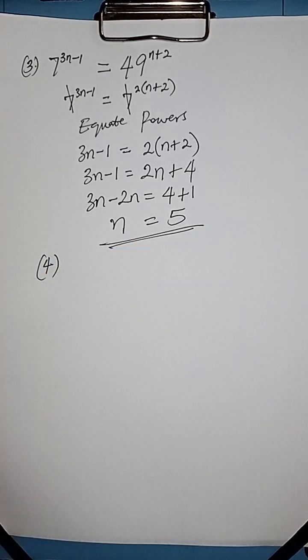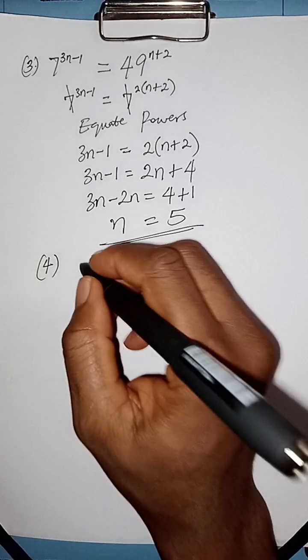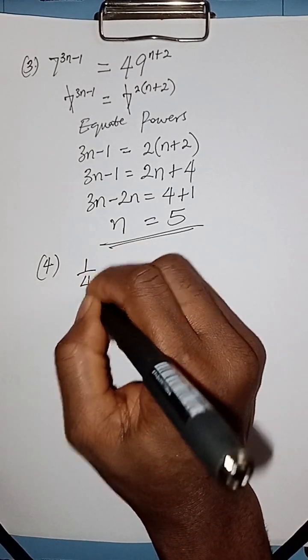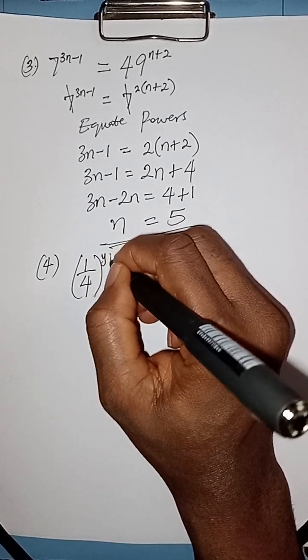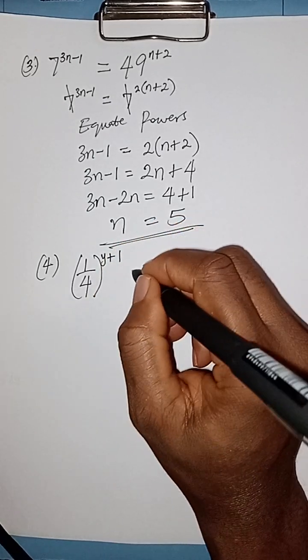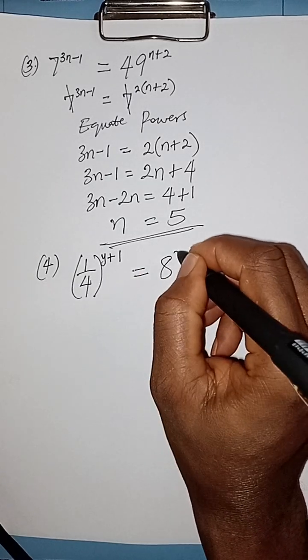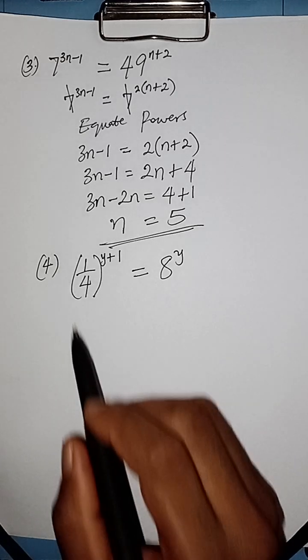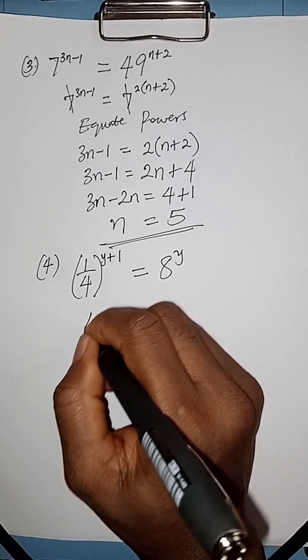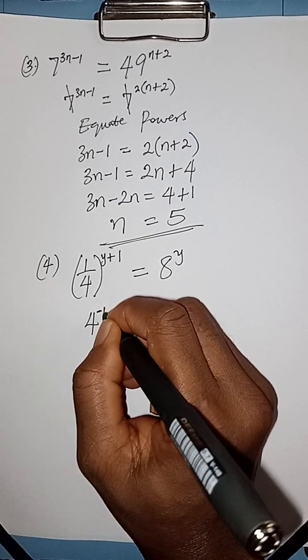And let's try number 4. It's becoming a little bit complex at this point now. Here I have 1 over 4. This is a fraction now. They are all raised to power y plus 1 equal to 8 raised to power y. If I have a work like this, what do I do? It's also easy. Remember, 1 over 4 is actually 4 inverse, 4 raised to power minus 1.